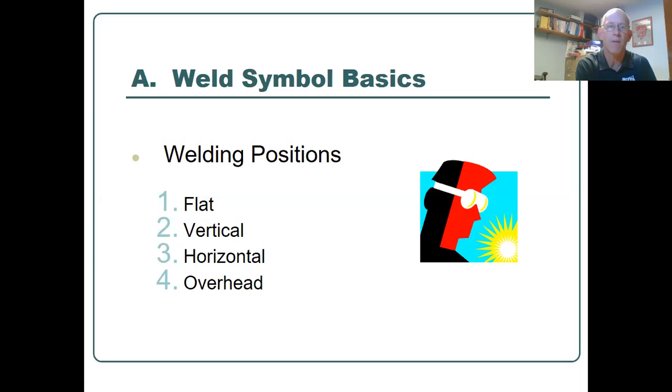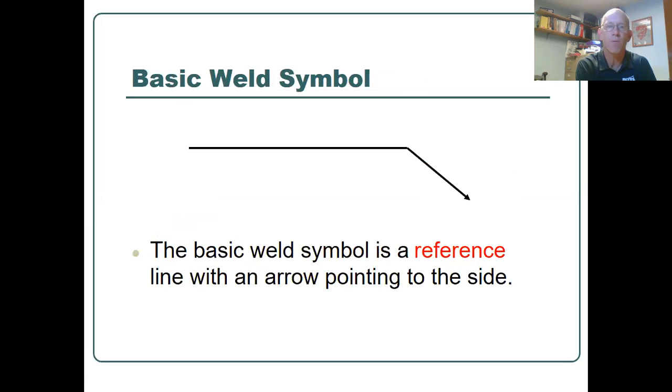So I've got these numbers kind of around backwards, and then overhead is a 4 position, or the overhead. If we talk about the basic weld symbol itself, I would suggest that you draw that out on your notes. You've got space there. It's just a basic line. It's your reference line, and then you have the arrow line pointing to the side.